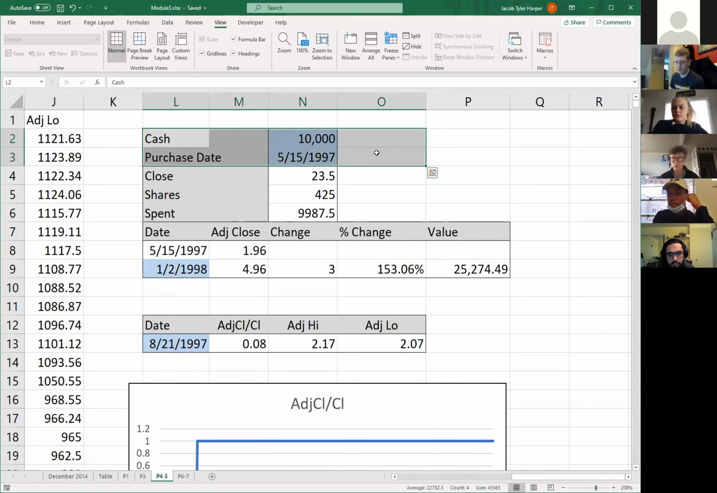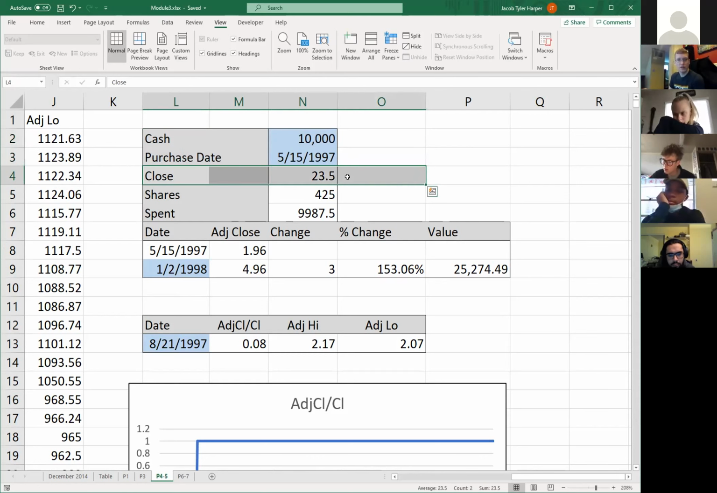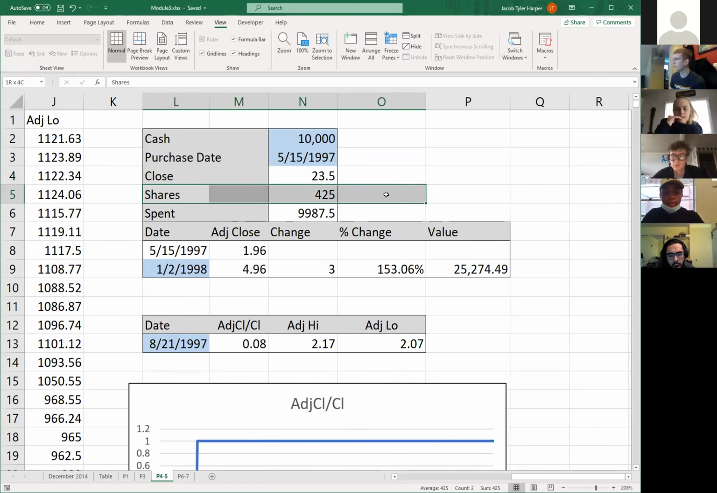So cash and purchase date, literally just type those in. Close price, I suppose this is new because we didn't do this in part 1, but you can use an XLOOKUP here to figure out what the close price is for this particular date. But for shares, this is something we did in part 1. What we do is we figure out how many times 23.5 goes into 10,000 just by using division. And then we use the ROUNDDOWN function to make sure that we get a whole number there and we don't have any fractional shares.